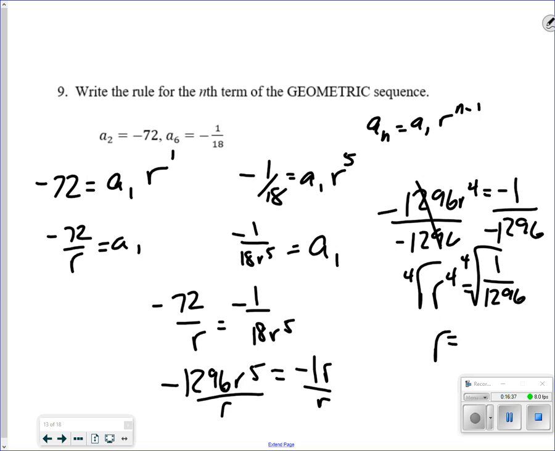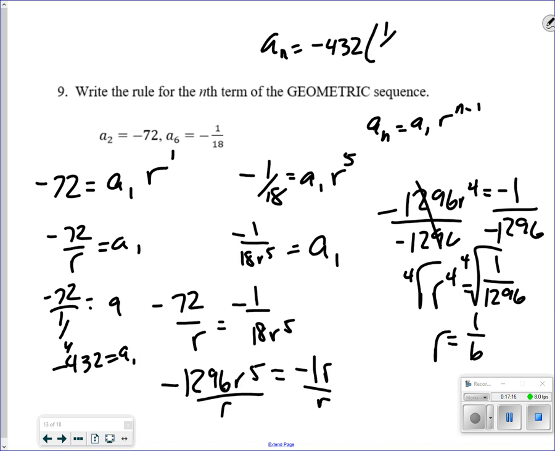So now, using my calculator skills, I'm going to take the 4th root of 1,296, and I'm going to get 1/6. So the r is 1/6. Now I'm going to go back over here and put r back in. So negative 72 divided by 1/6 gets negative 432. So my rule for this geometric is a sub n would equal negative 432 times 1/6 raised to the n minus 1 power.